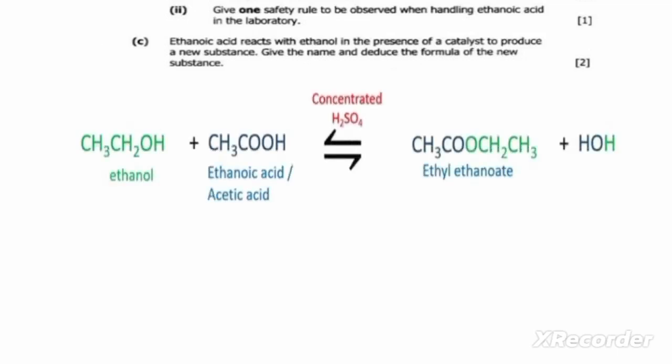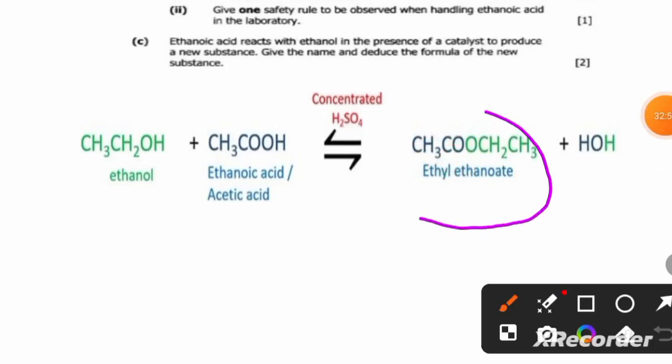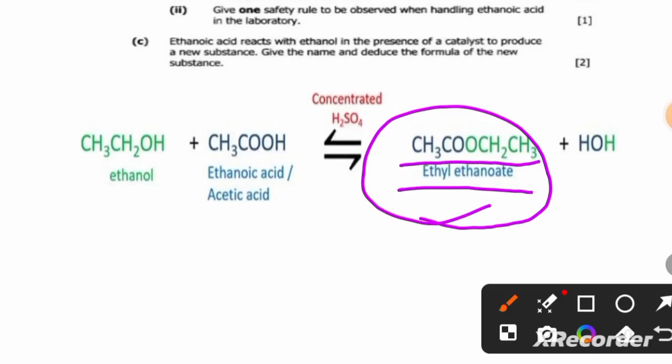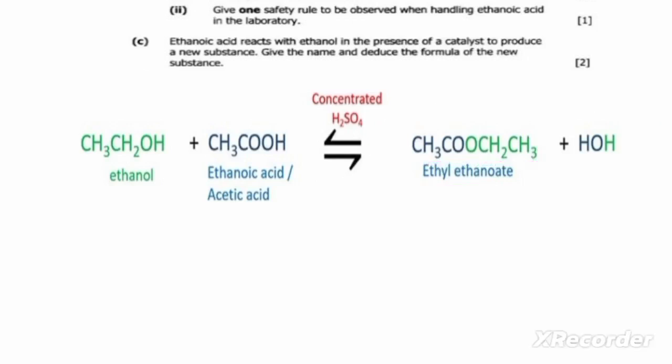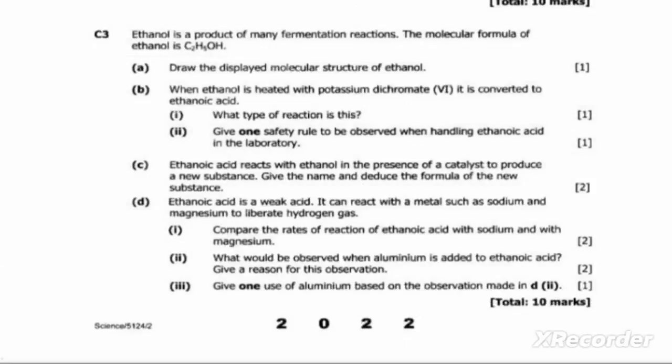Okay. So the name of the compound or substance that will be produced is called ester, ethyl ethanoate. So this is the name. Then the chemical formula is this one. Our main focus is here. The name is this one. The chemical formula is on top. So you are free to pause the video and write properly.